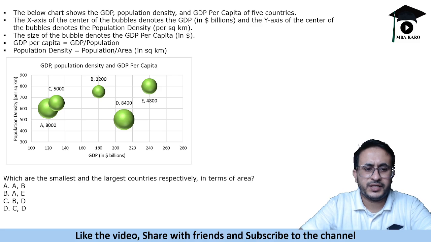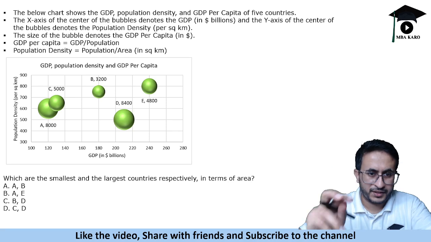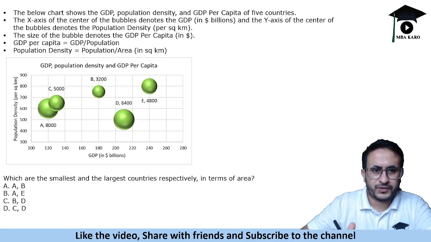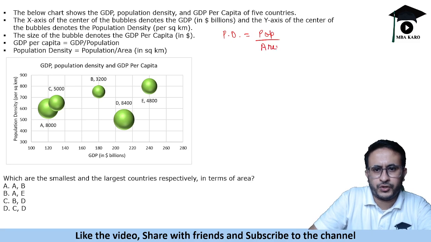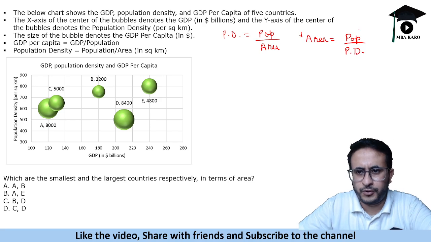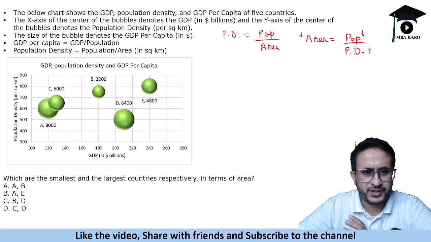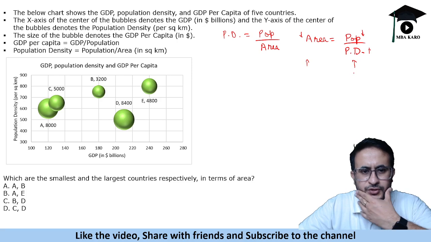Next question says, which are the smallest and the largest countries respectively in terms of area? We found out population in the previous case. Population density is population upon area. So area is basically population upon population density, right? If you have to find the smallest area, population should be low and population density should be high comparatively, and if you have to find the largest area, population should be high and population density should be low.